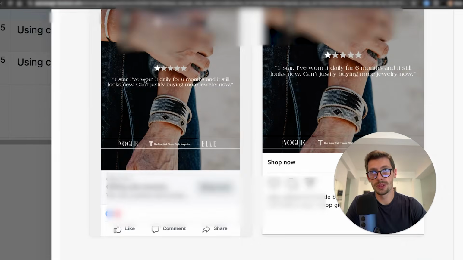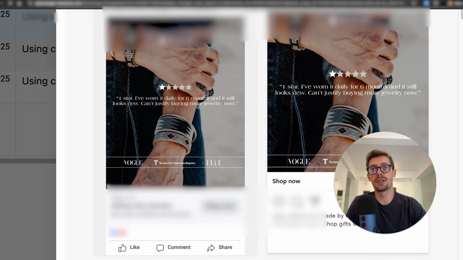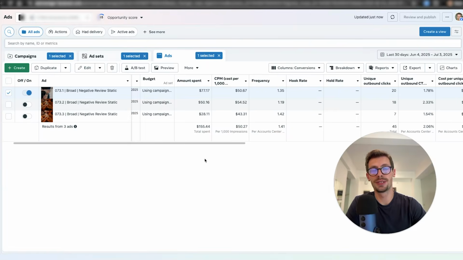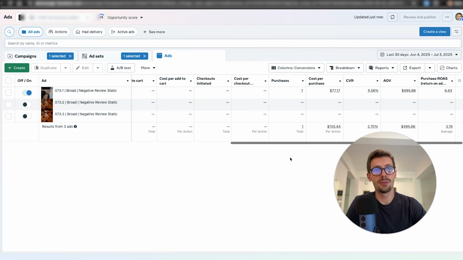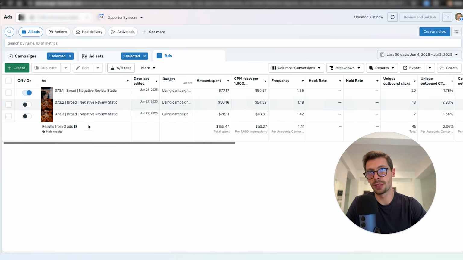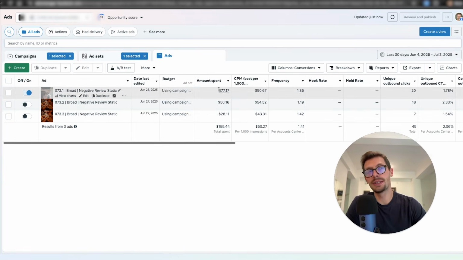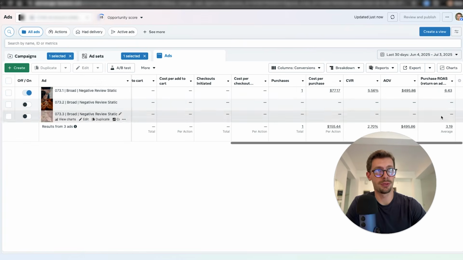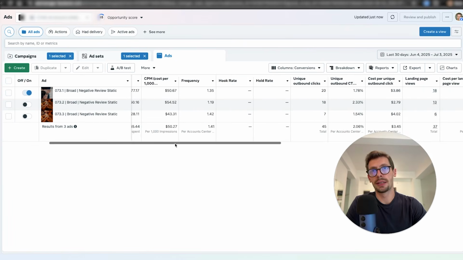And the third one, 1-star: "I've worn it daily for 6 months and now it looks new." So again, the durability angle: "Can't justify buying more jewelry now." Kind of funnily framed, right? Among these benefits, the first one performed the best. Again, not much data, not the best example, because the whole negative review angle didn't really perform well. It didn't get much spend, but we can still see this appeals most because it got the most ad spend and actually one purchase, whereas the other ones didn't get any purchase.